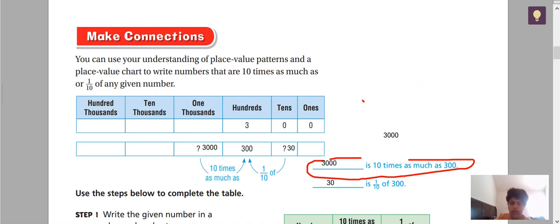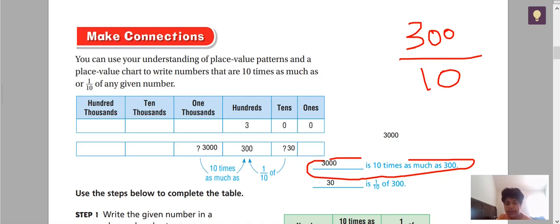Okay. So we're having 300 and saying 1/10. We can also do 300 divided by 10. 300 divided by 10 is 30. 30 is your answer.